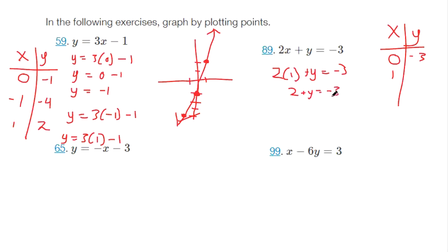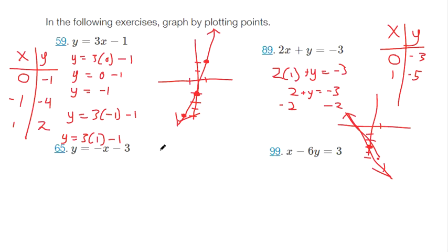And just make sure to write out all the steps if you're having trouble. Subtract 2 from both sides, so you get y is -5. And really all you need is 2 points if it's a straight line graph. If it was a more complicated graph, like if it had x squared or something like that, we'd need more points. But 1, -5. So if we used a ruler and made a straight line through those 2 points, that would get us the graph of the equation.